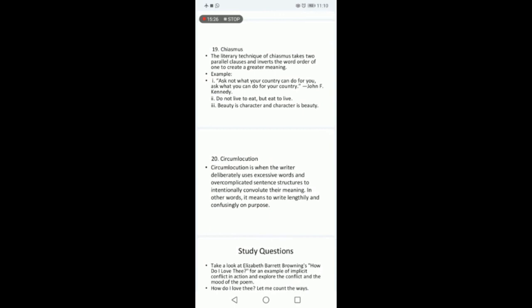Then circumlocution is the writer's deliberate use of excessive words and overcomplicated sentence structures. It is intentional. That is, the person has decided to make use of extraneous or extravagant adjectives and descriptions just to describe one single very simple thing. People also adopt that in speech. There are some people that are so verbose, they use big adjectives just to explain or express one thing. That is called circumlocution.